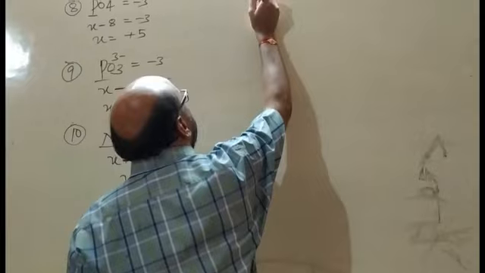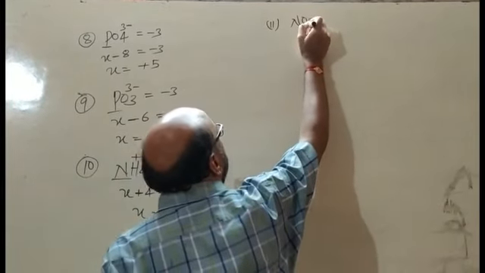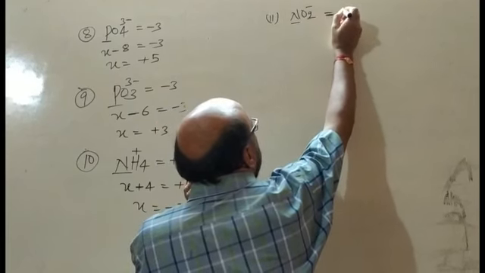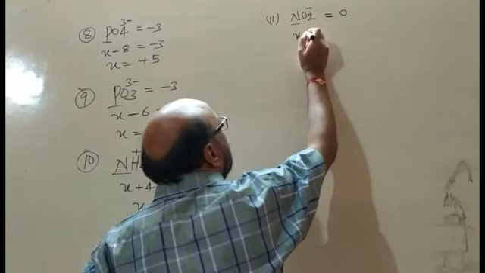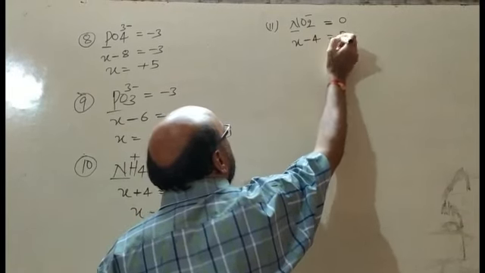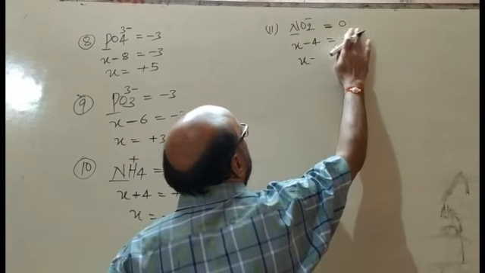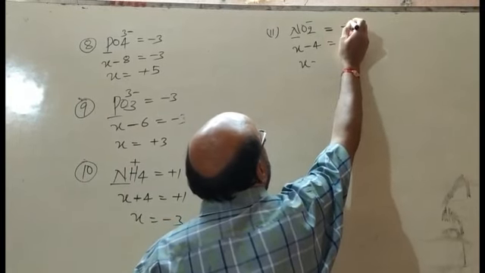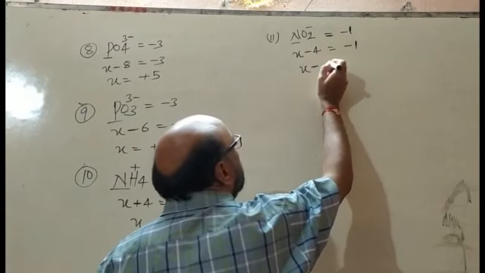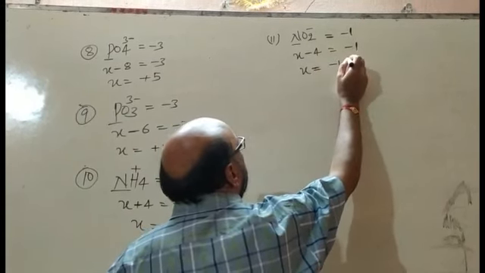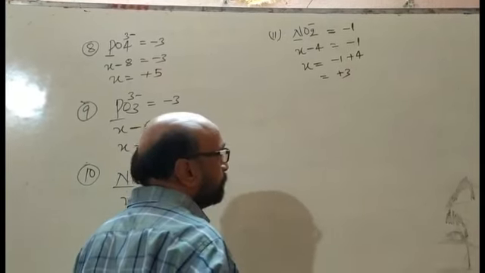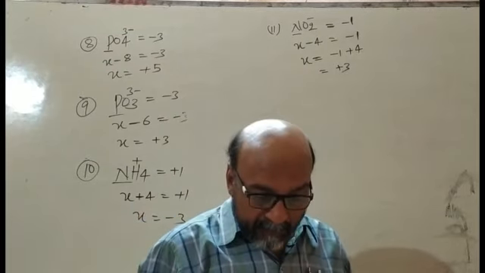Next ion is given: NO2 minus, nitrite ion. The charge is -1, so N is equal to X minus 2 into 2, that is -4, equals -1. Therefore X is equal to -1 plus 4, which is equal to +3.